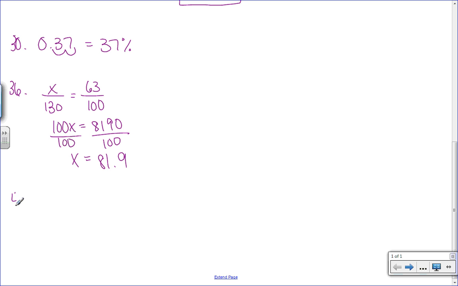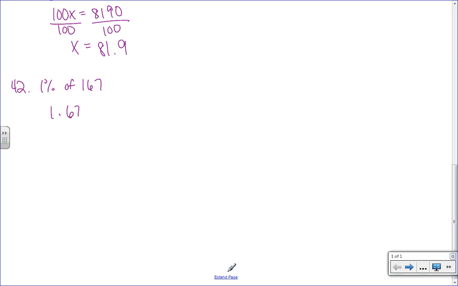The next one is number 42. Number 42 says to find the percent of each number mentally. And this one is asking for 1% of 167. Well, 1% of this would just be 1.67, because we know that there's 100% in a whole, so it's basically just dividing this by 100, which just moves the decimal place 2 times, so 1.67.